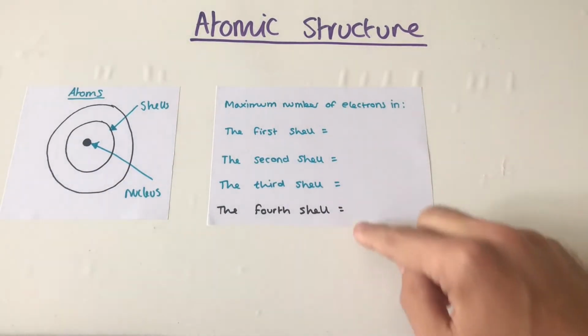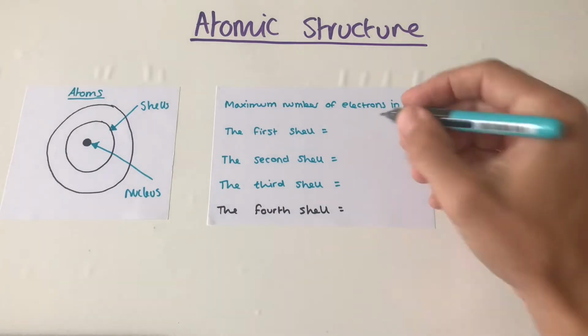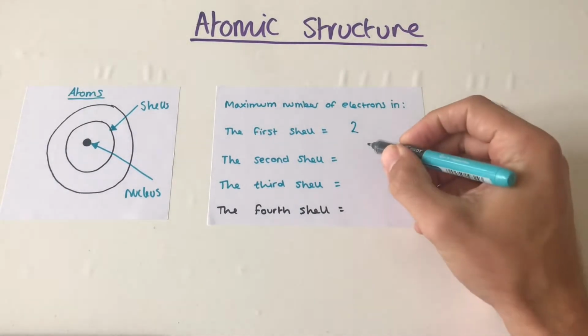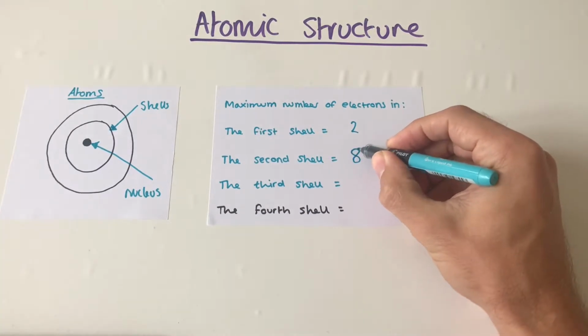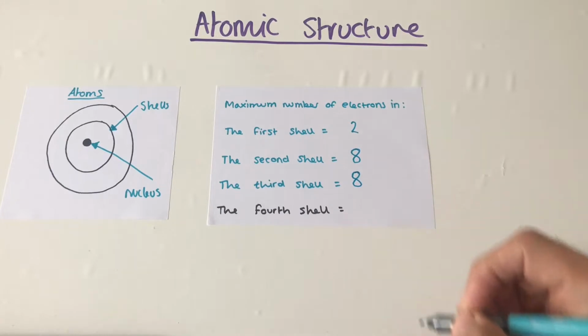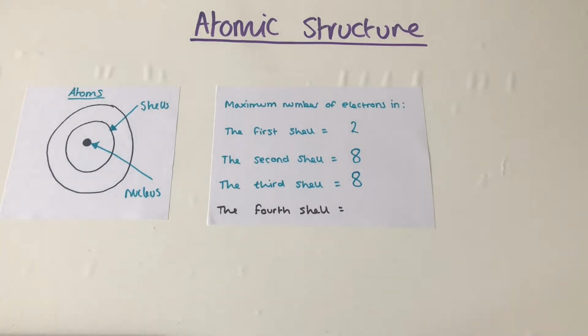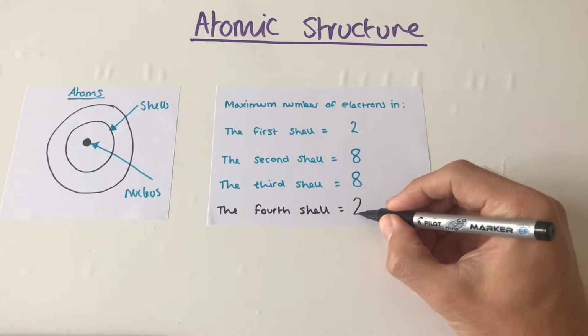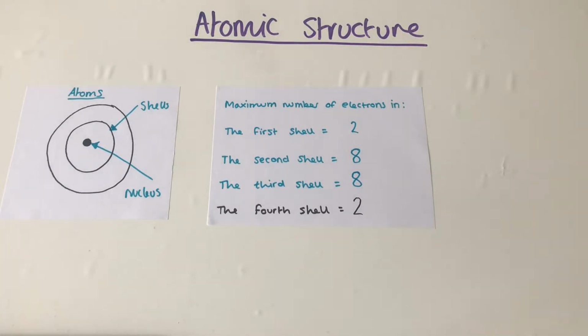So in this little table here, the first shell can hold a maximum of 2 electrons. The second shell has a maximum of 8 electrons. The third shell, a maximum of 8 electrons. Now I've written the fourth shell in black because for GCSE we stop at calcium, and the most electrons that you will have in that fourth shell are going to be 2, for 2 in the outer shell of a calcium atom.